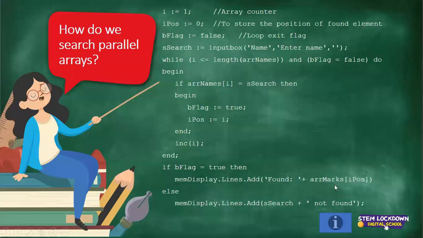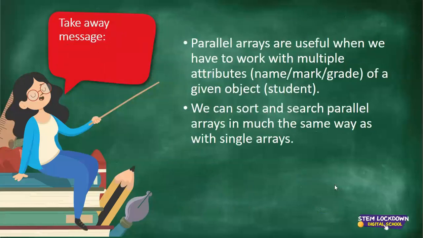Okay? So what I would like you to know from this lesson is parallel arrays are useful when we have to work with multiple attributes. Now, we've spoken about attributes. Those would be like name or mark, or we could even go as far as grade or register class. Those are little attributes, okay? And that's when I'm working on multiple attributes of a given object, and the example that we've used today as an object is a student. We can do everything with them. We can sort them. We can search parallel arrays in much the same ways as we do with single arrays.